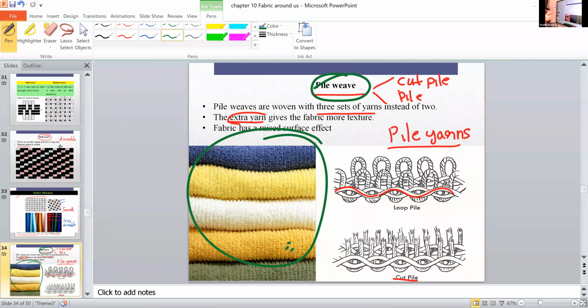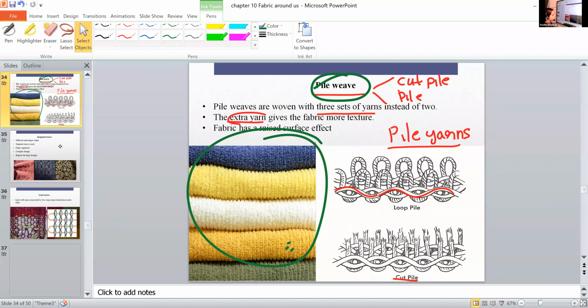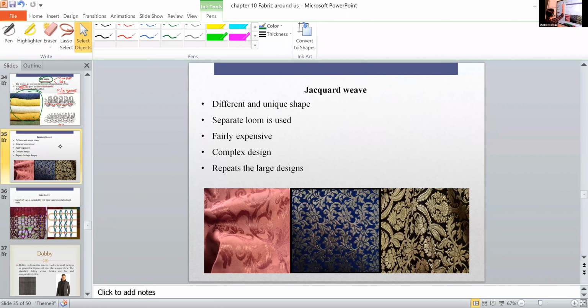Next is jacquard weave. Okay, what is a jacquard weave? Jacquard weave is another fancy weave. In this fancy weave, we need a separate loom. A separate machine or a separate device is used to make this jacquard weave. Basically, jacquard weaves are used to make different and unique shapes or unique designs.